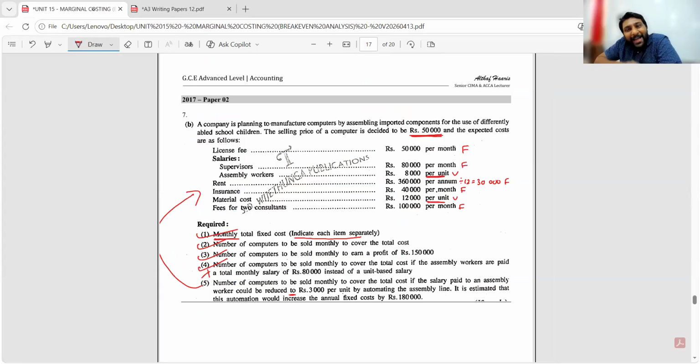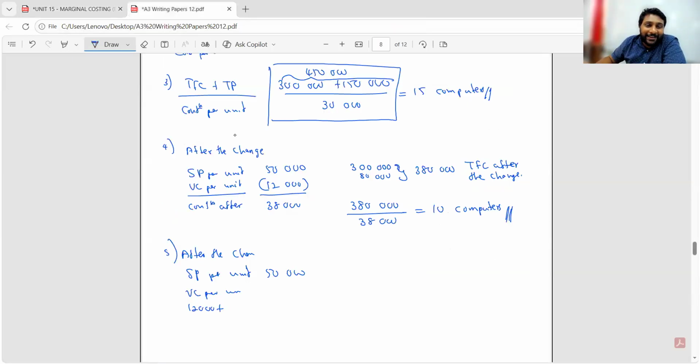It's not reduced by, it is reduced to 3,000. Okay, not reduced by 3,000. It is reduced to 3,000. 8,000 coming down to 3,000. Okay, it is reduced to 3,000.